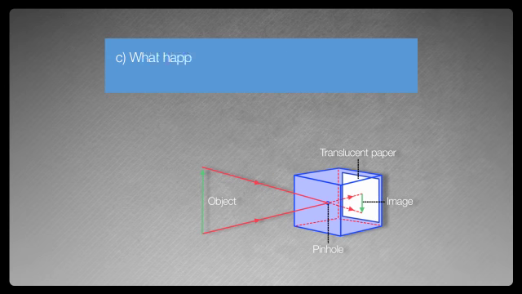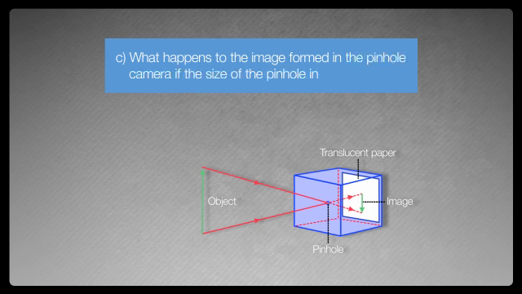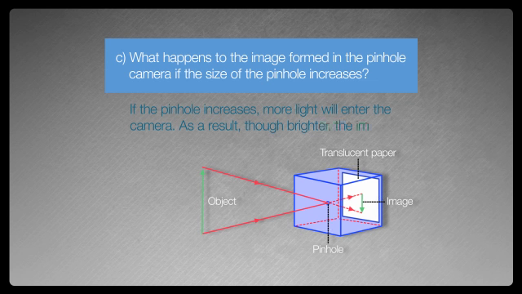Question C. What happens to the image formed in a pinhole camera if the size of the pinhole increases? When the pinhole is made bigger, naturally more light will enter the camera, but as a result, though brighter, the image will also be blurred.